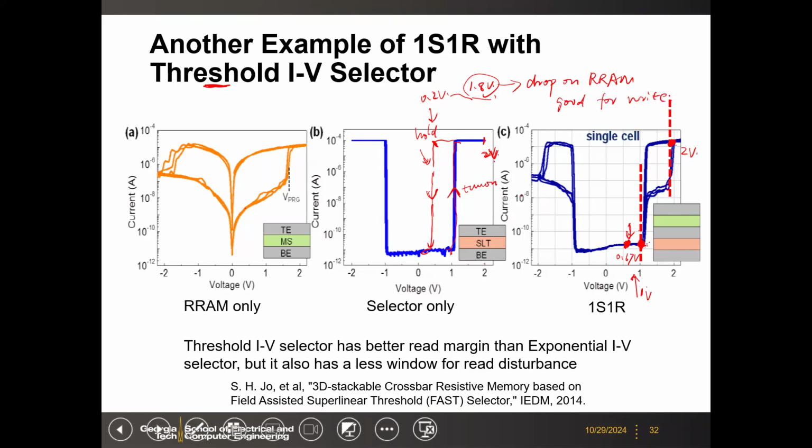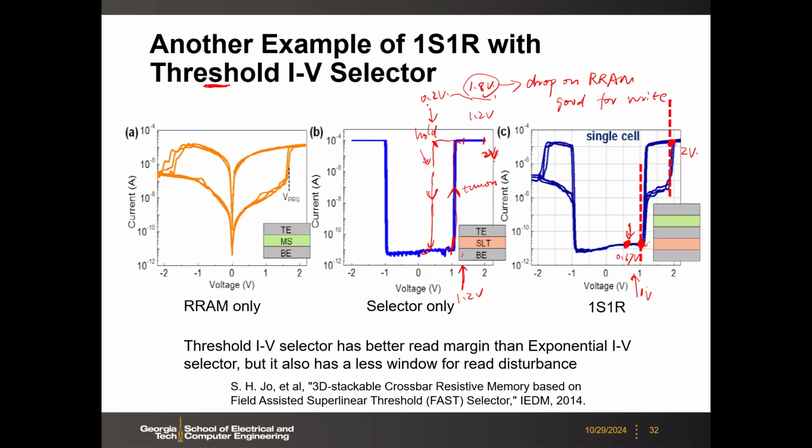But what if you do the read operation? Because for read, you also need to turn it on, right? Below that, you cannot distinguish any states. So that means the read voltage you have designed somewhere here, let's say 1.2 volts. At 1.2 volts, you turn it on, okay?